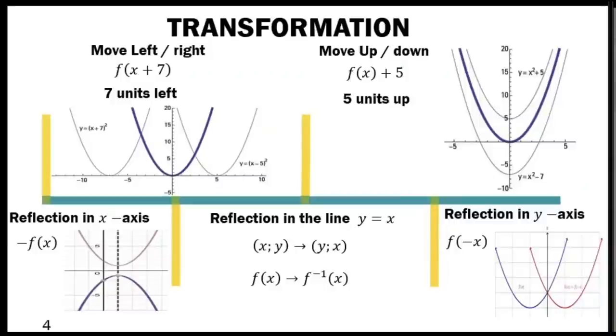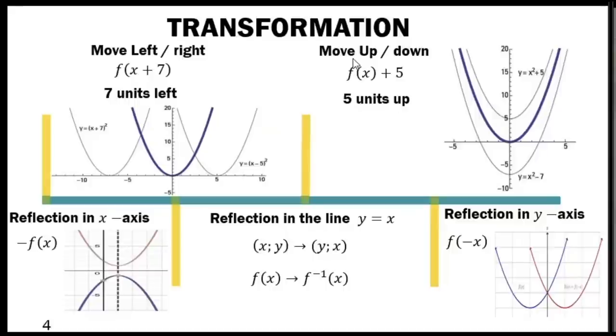When we look at transformations, that is when we are moving our graphs or reflecting our graphs. I can move a graph left or right. So in our example, if I tell you f of x plus 7, it means I've moved the graph 7 units to the left. If we plus a 7 or plus a 5, it means I've moved left. If we subtract, it means the graph has moved to the right.